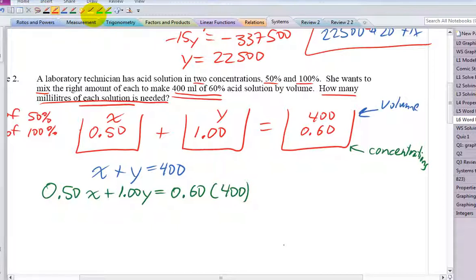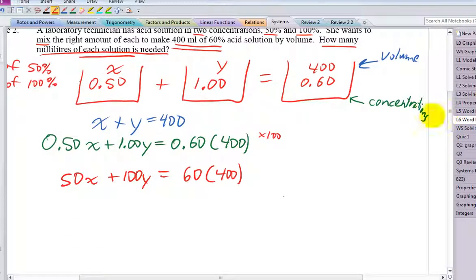Get rid of our decimals. Makes it easy. So times this by 100. So the first one would be 50x plus 100y. How much did I multiply this 50? Did I multiply that once or twice? Only once. This 100y, did I multiply that once or twice? Only once. So how many times am I going to multiply this by 100? Once. Make sure you write that down carefully.